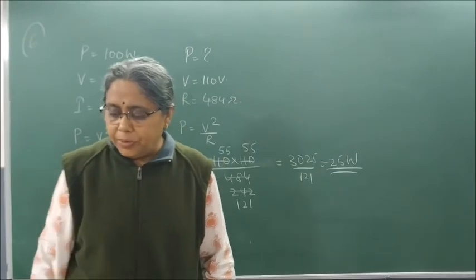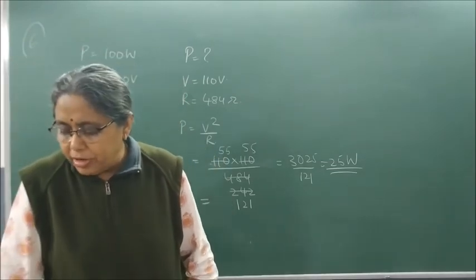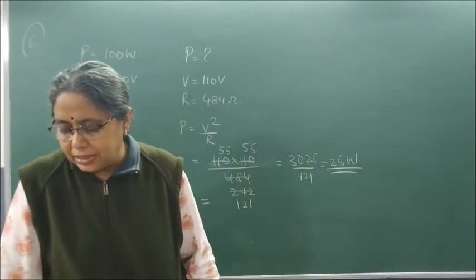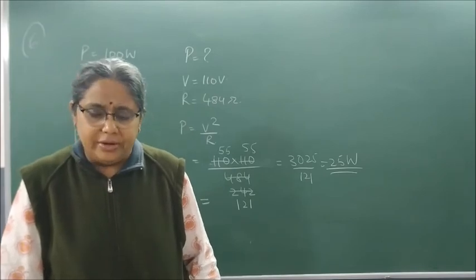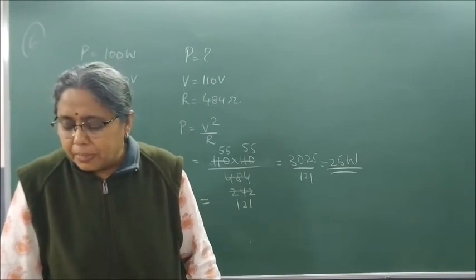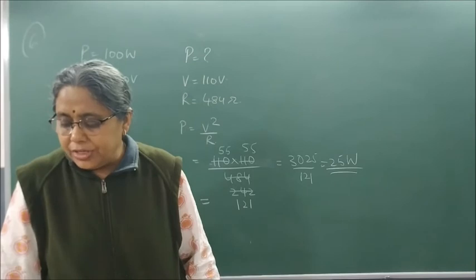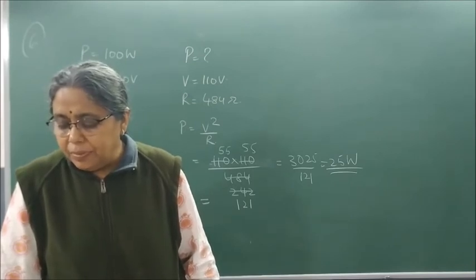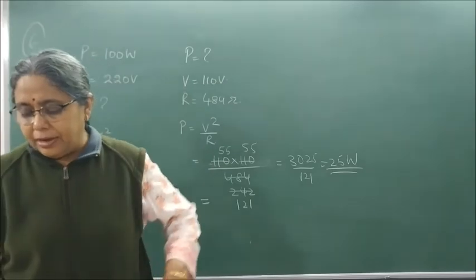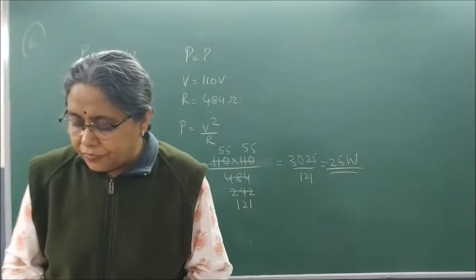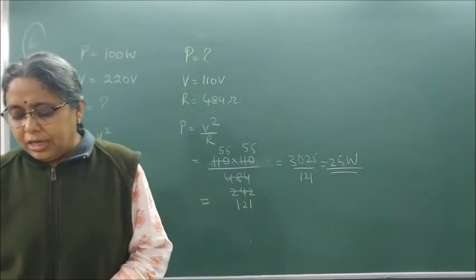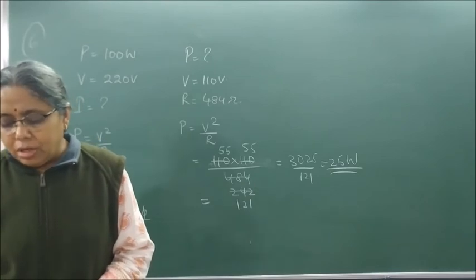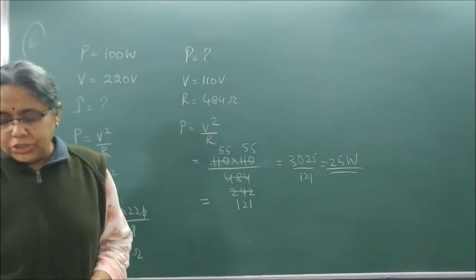Now to the next problem. Which of the following terms do not represent electric power in a circuit? I R square. A piece of wire of resistance R is cut into 5 equal parts. These parts are then connected in parallel. The equivalent resistance of this combination is R dash, then the ratio of R to R dash is.